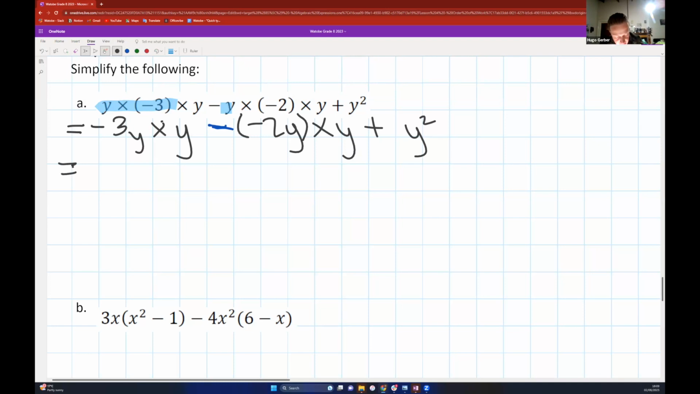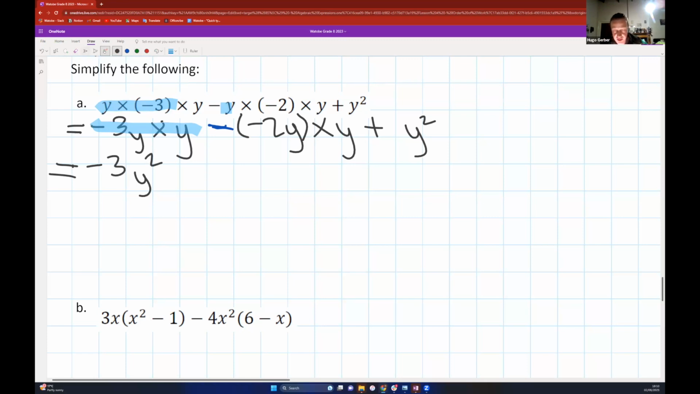Now, next step, we're going to simplify even further. We have negative 3y multiplied by another y. What's that going to give us? Let's see in the chat. Who can tell us? We're just looking at this negative 3y multiplied by y. There we go. Chipo gave me the correct answer. It's going to give us negative 3y squared.